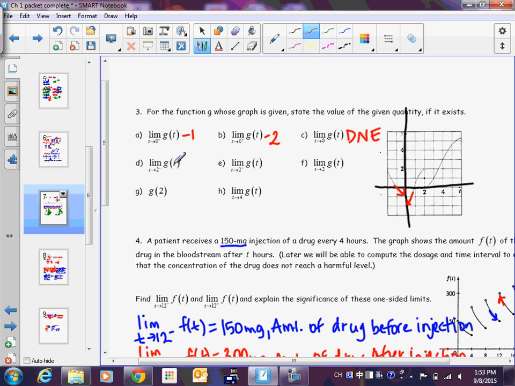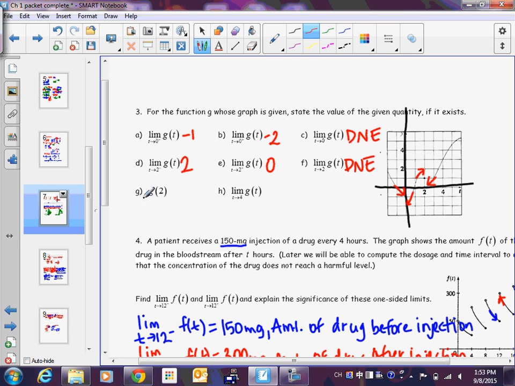Okay, what about D? Approaching 2 from the left. 2. Approaching 2 from the right. 0. Again, these two things are not equal, therefore the limit does not exist. If they had been the same number, then that would be your limit.